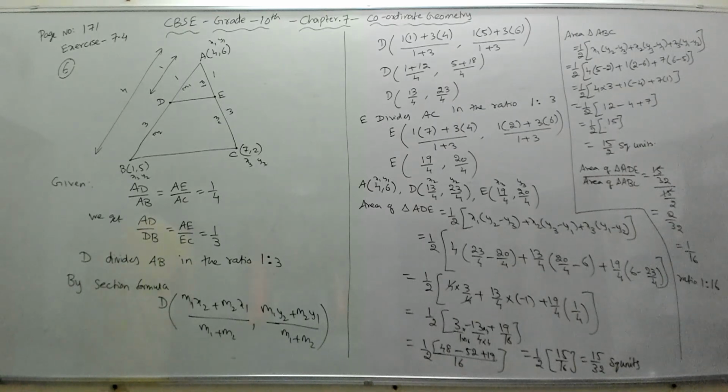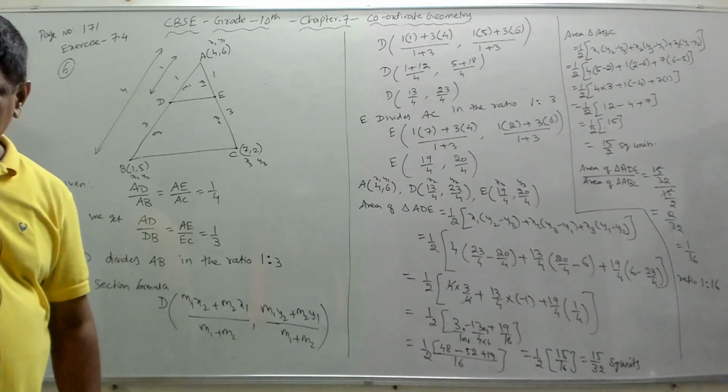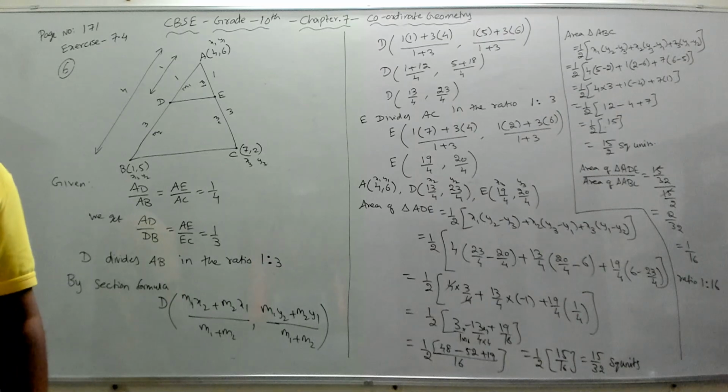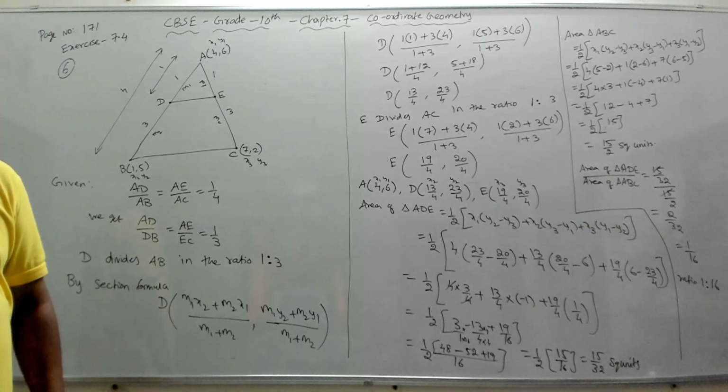So what it says is, if we can prove that the triangles are similar, then we can also say that the ratio of the areas of two similar triangles is equal to the square of the ratio of their corresponding sides. That is your theorem 6.6 in your textbook.